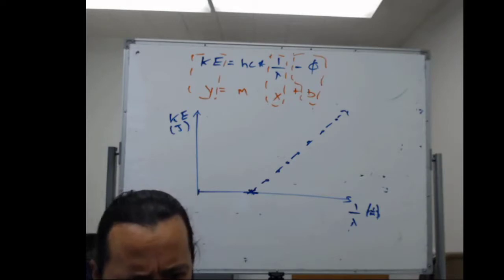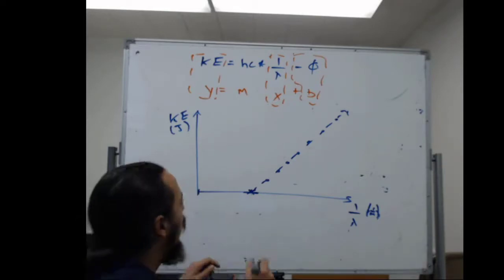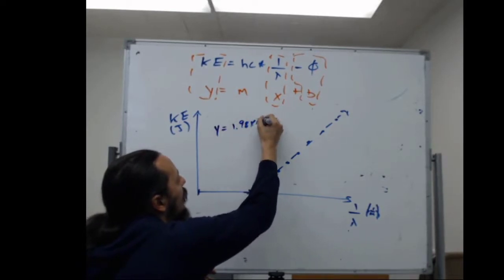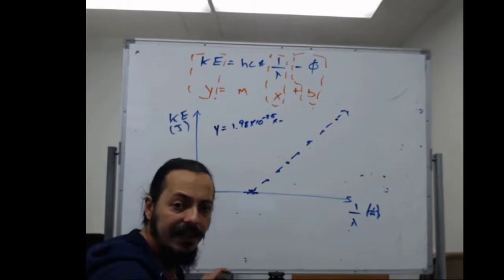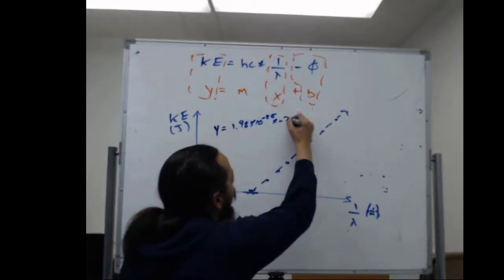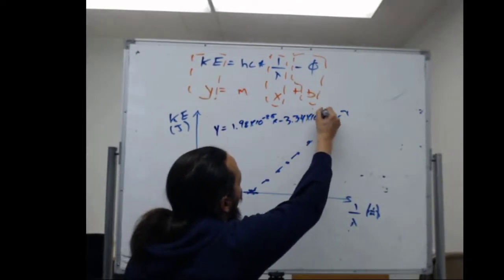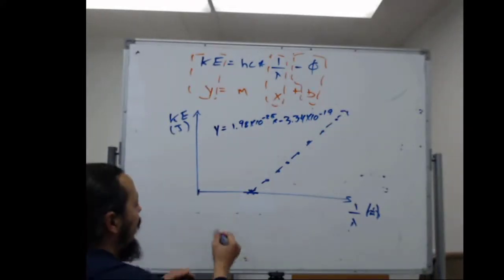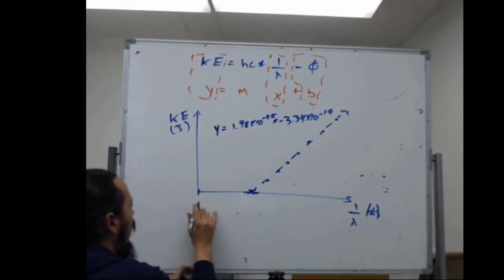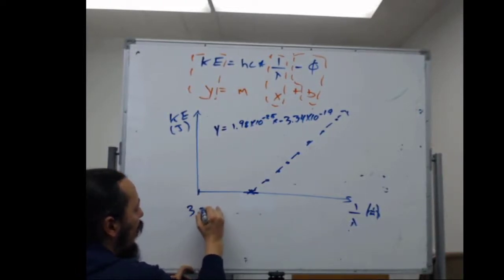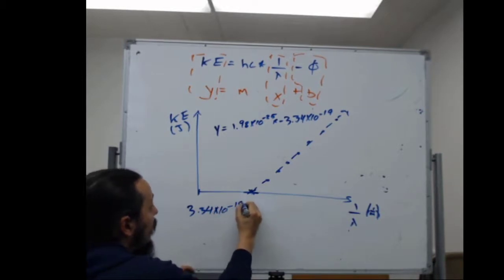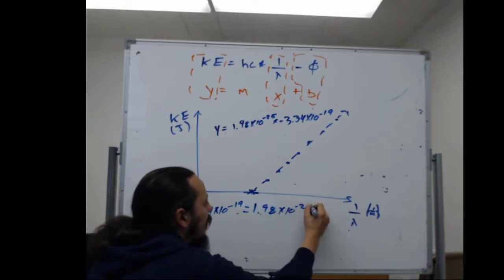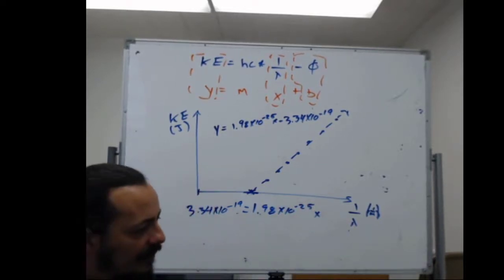Looking at the equation I had for my line fit, y equals 1.98 times 10 to the minus 25 x minus 3.34 times 10 to the minus 19. I want to find the x-intercept. That means when y is equal to 0. So I'm just going to do some quick rearranging. I get 3.34 times 10 to the minus 19 is equal to 1.98 times 10 to the minus 25 x. Solve for x.